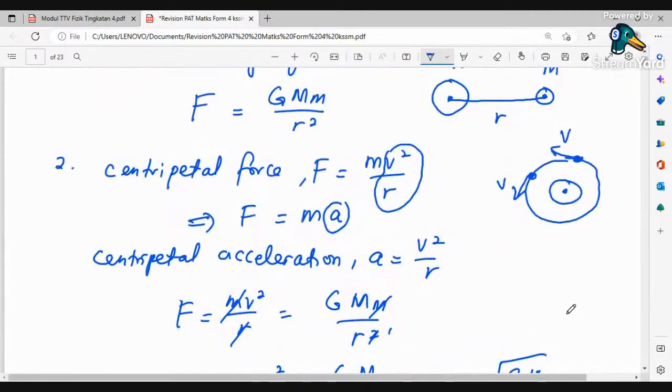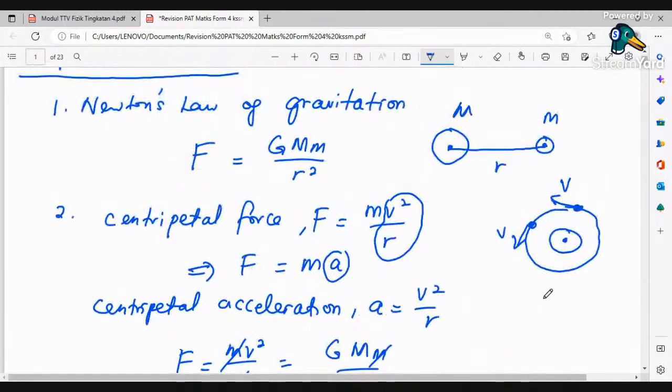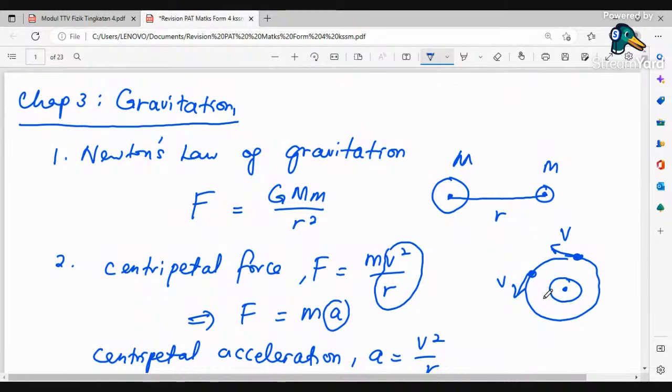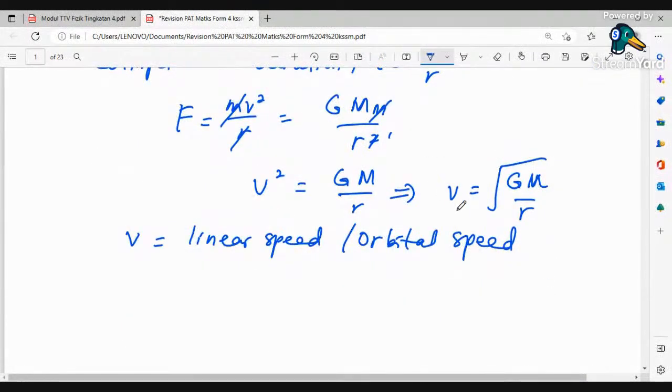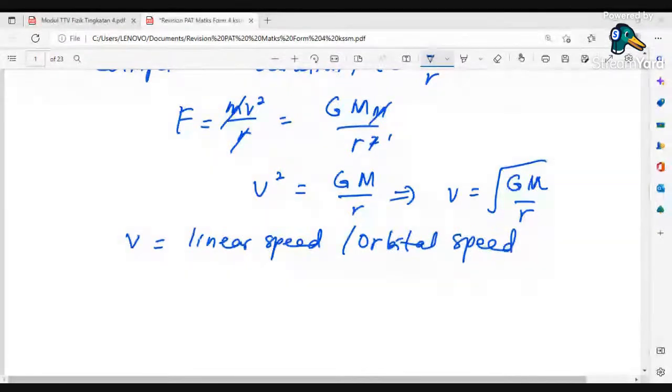Okay, so this one I just play with the formula. At the same time, I just mention what important points in this topic. Okay, so you have this one is the linear speed or orbital speed.